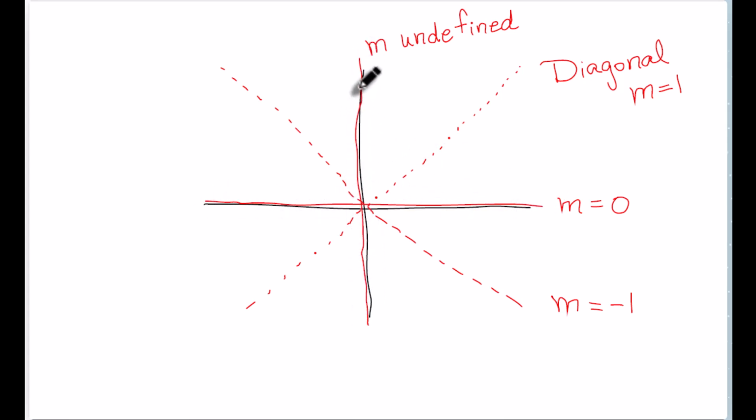Verticals are undefined slope. If I had the perfect diagonal line, which is at 45 degrees upward here, that has a slope of 1. And if I've got the diagonal the other way, it's a slope of minus 1. So what that means is if I have a slope that's in here, it's got to be a fraction between 0 and 1. And if it's steeper than the diagonal, it has to have a slope bigger than 1.